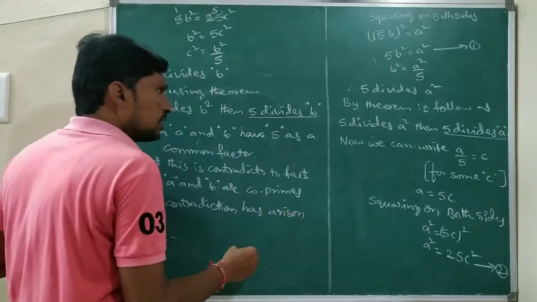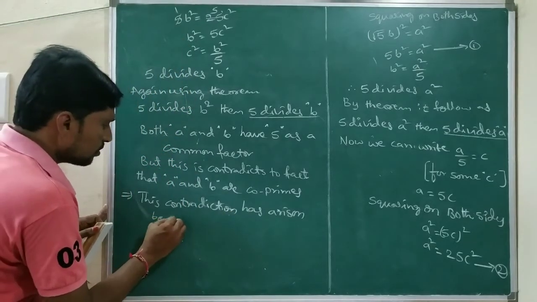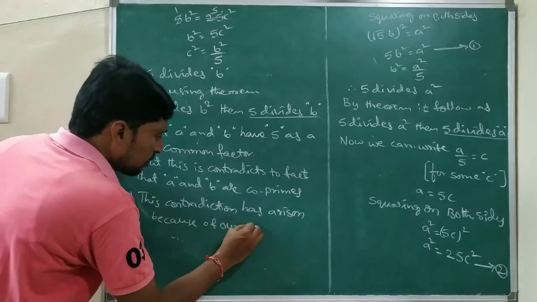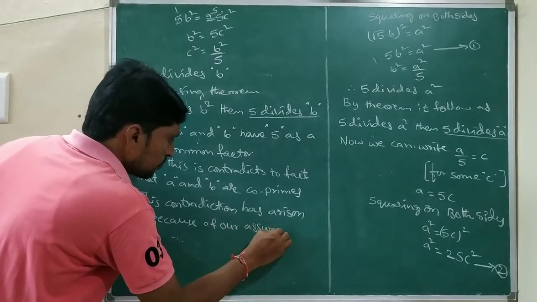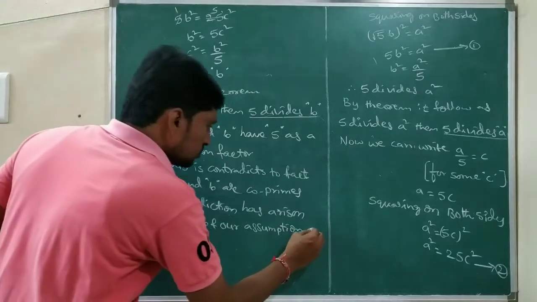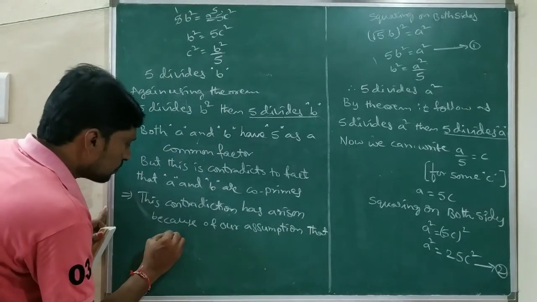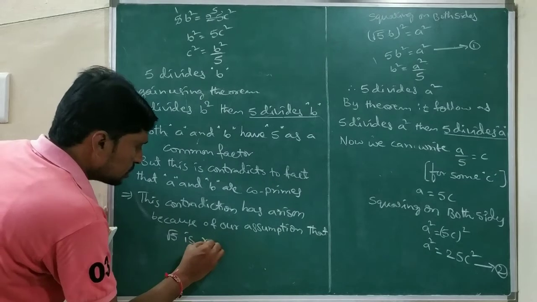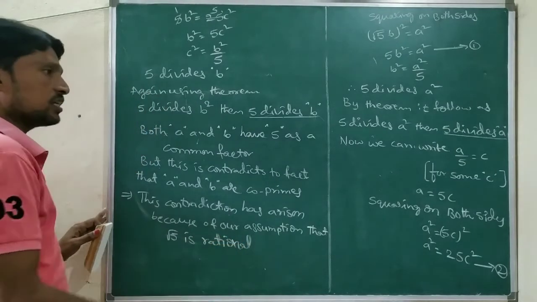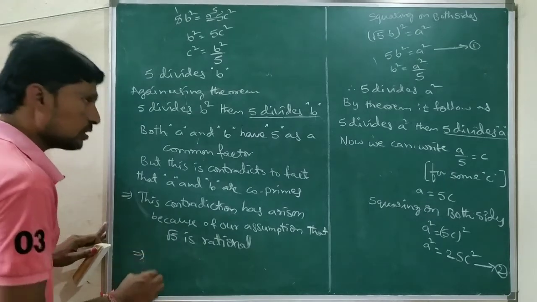This contradiction has arisen because of our assumption. What is our assumption? The assumption that root 5 is rational. So root 5, that we took to be rational, that's why we got it wrong.